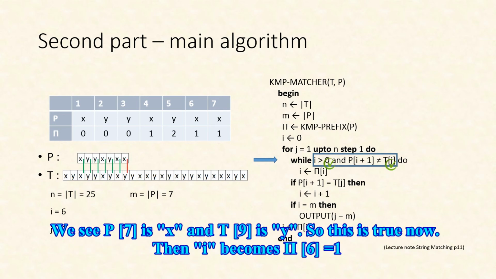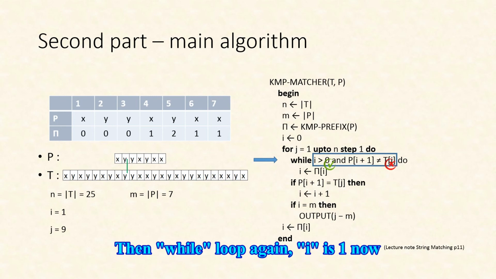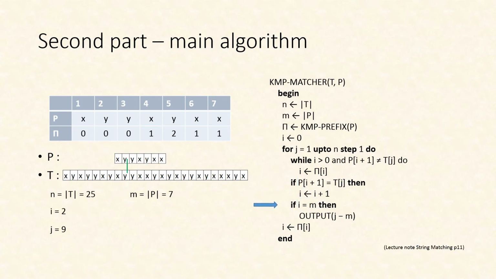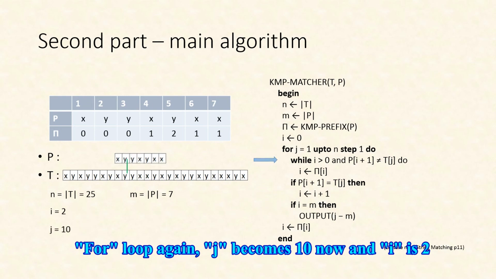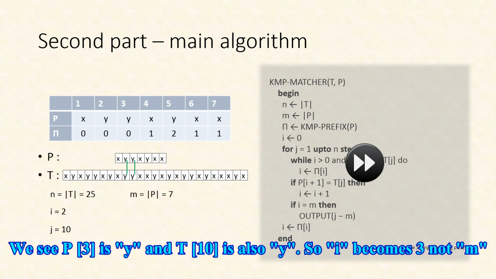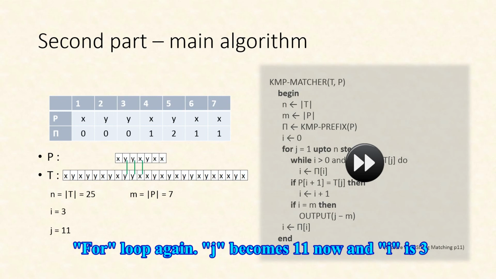We see p7 is x, and t9 is y, so this is a mismatch. Then i becomes pi[6], 1. Then while loop again, i is 1 now, we see p2 is y, and t9 is also y, so i becomes 2, not m. For loop again, j becomes 10 now, and i is 2. We see p3 is y, and t10 is also y, so i becomes 3, not m. For loop again, j becomes 11 now, and i is 3.